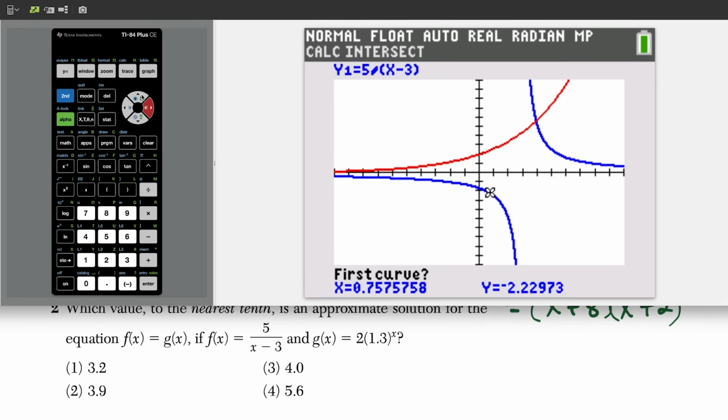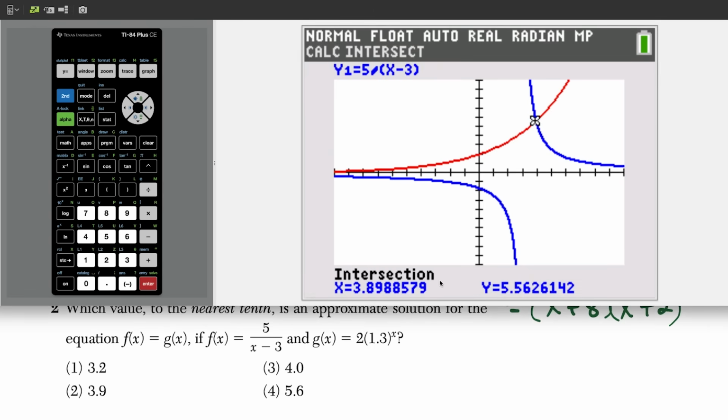And now I just scroll in the neighborhood. I'm going to press the up arrow here to switch to the red. And now I'm going to scroll in the neighborhood of the intersection, and I press enter 3 times. And here's the intersection point that we need.